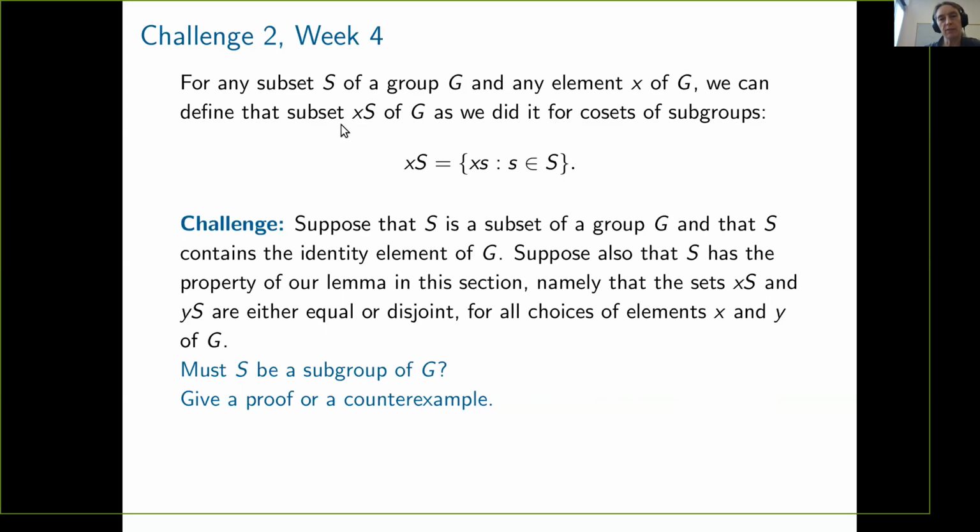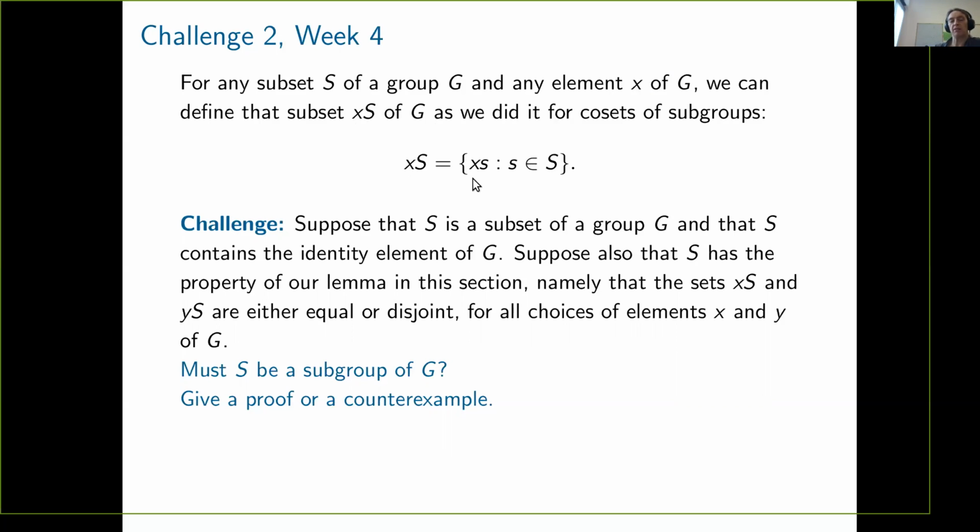So for any subset S of a group G and any element X of G, you can define a notion analogous to the notion of a coset by just saying we can take all the elements of S and compose them all on the left with X, and we can call that thing XS. If S happened to be a subgroup, this would be a left coset. For any old subset though, we can do it.